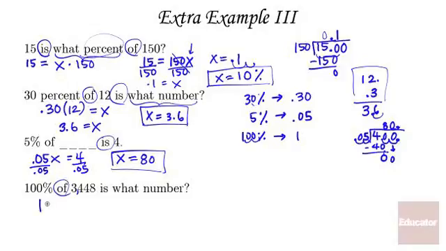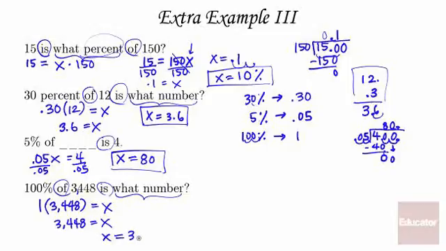Times 3,448. So I'm going to change this to parentheses. 3,448 equals what number? x. Well, 1 times this number is just that number, right? So I can say 3,448 is the number, or the number is 3,448.